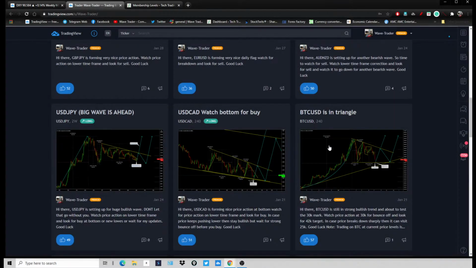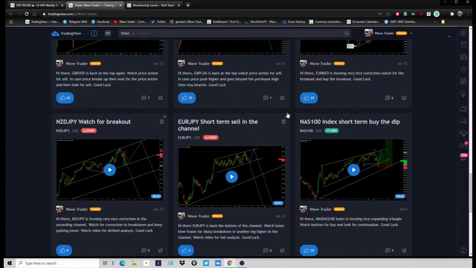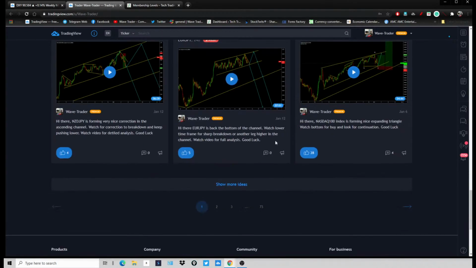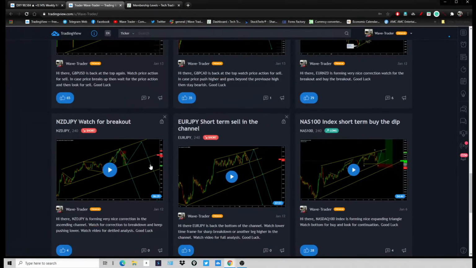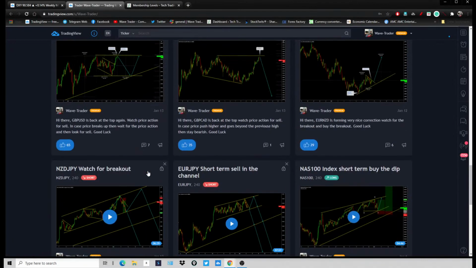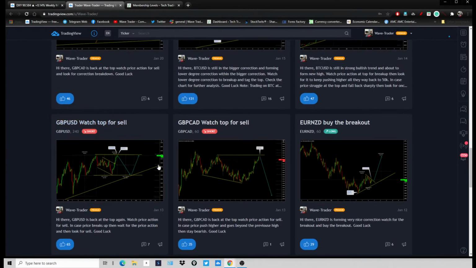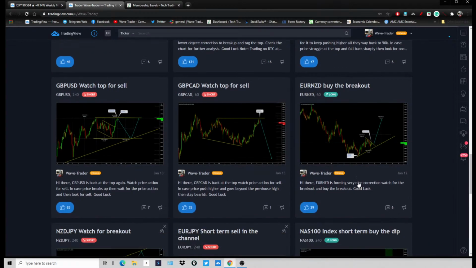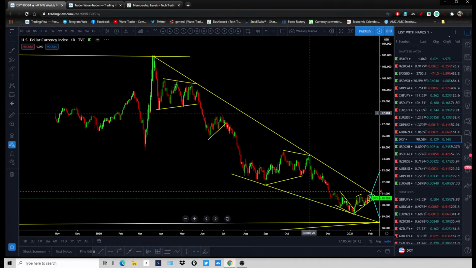Bitcoin, and yes, let's move on. The rest of the charts are a bit old, but those opportunities are also hitting the mark. Kiwi Yen went to the trend line, going for another leg. All these were good opportunities. Pound CAD was good, pound dollar was good, Euro New Zealand dollar was also good. Now let's move on to the setup for next week.